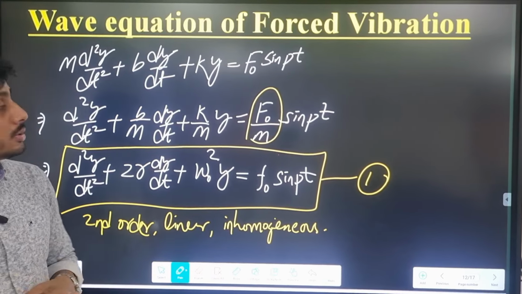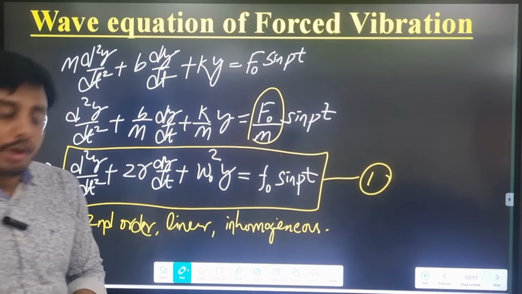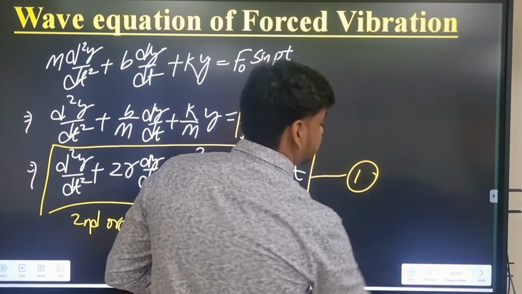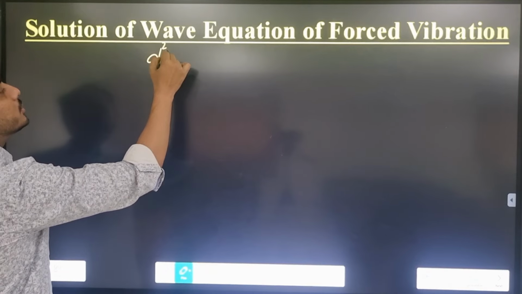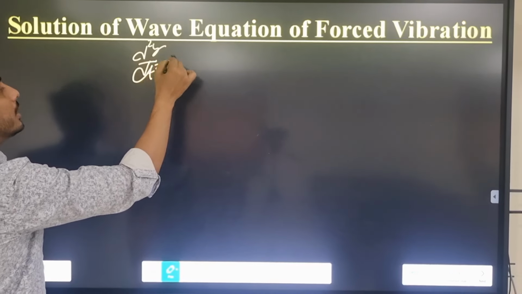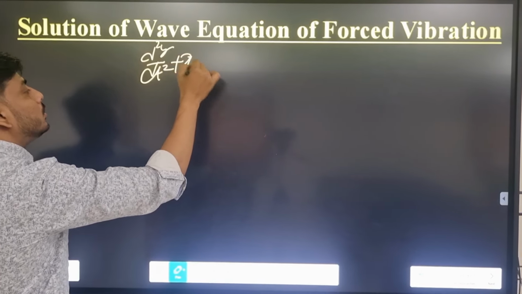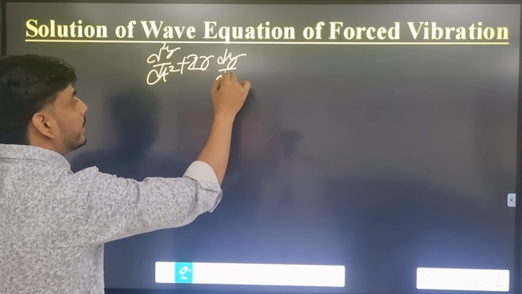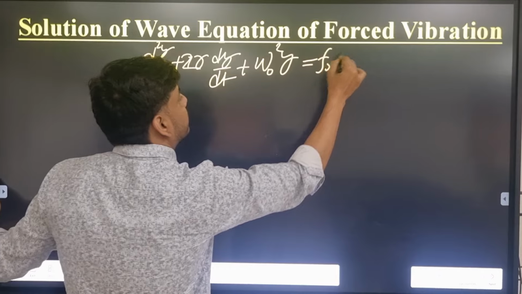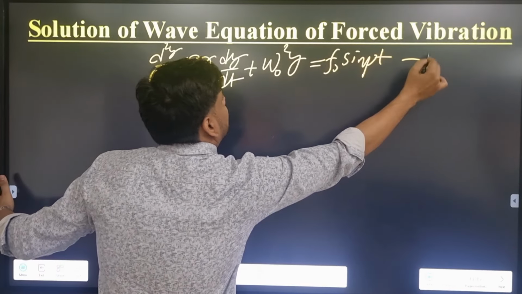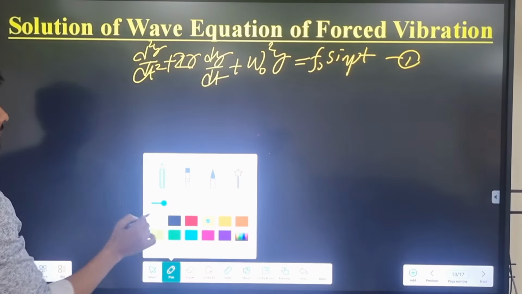Now we will find the solution of this wave equation for forced vibration. So let's find out the solution. We have the wave equation in the form d square y by dt square plus 2r dy by dt plus omega naught square y equal to f naught sine pt. Let it be equation number 1.